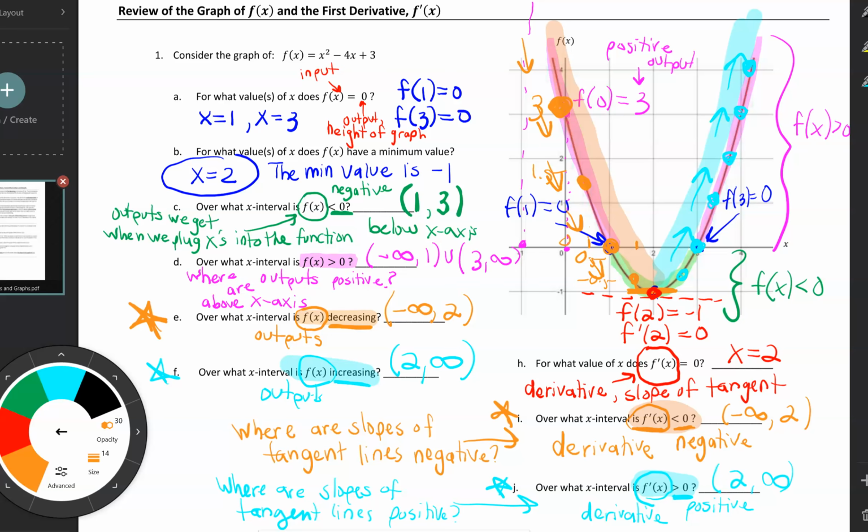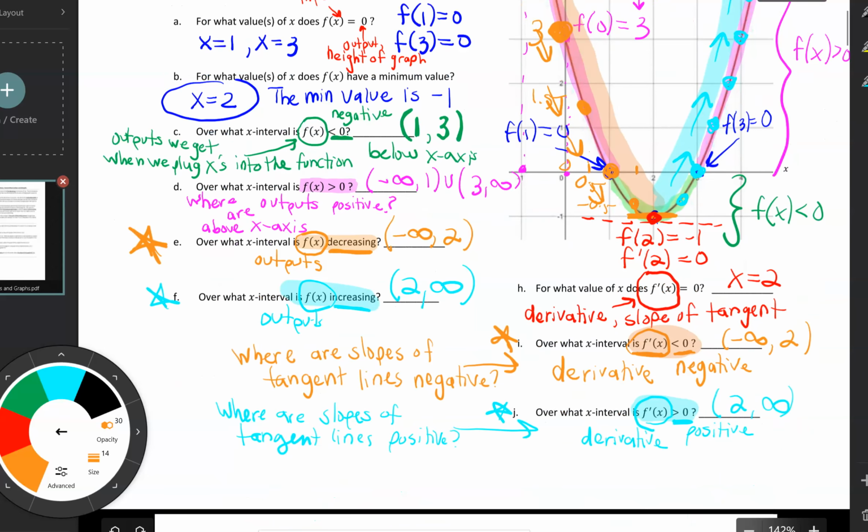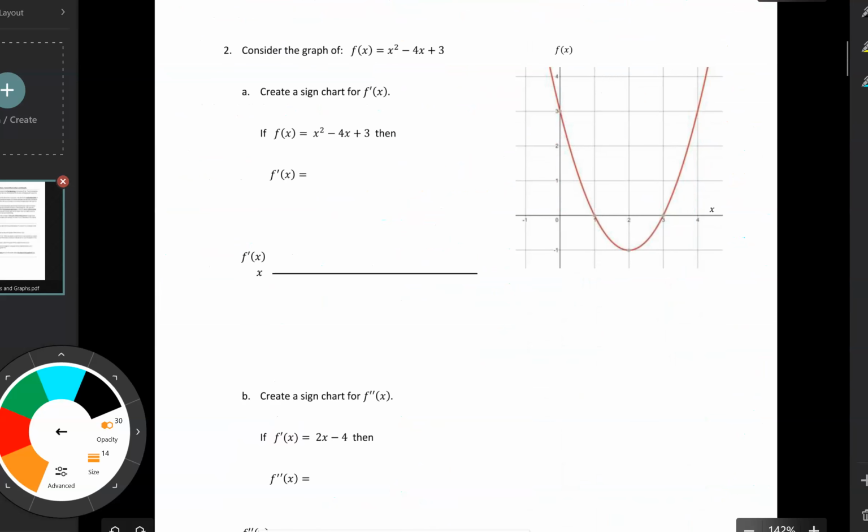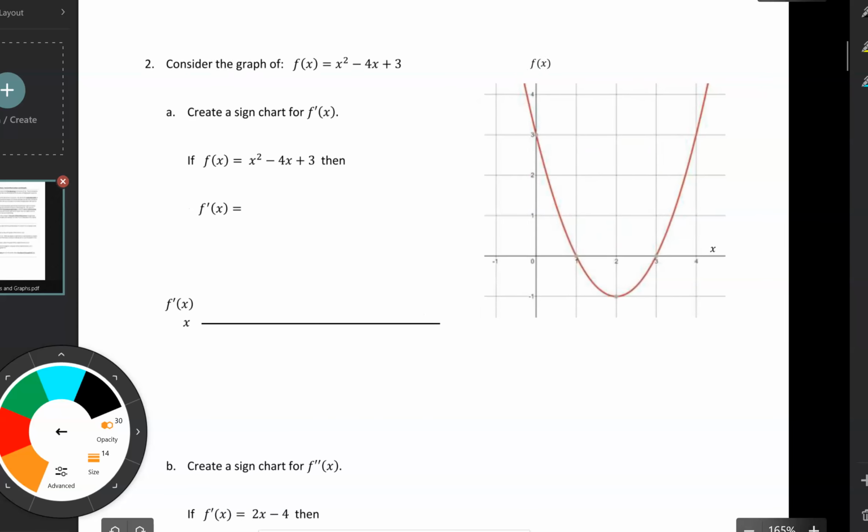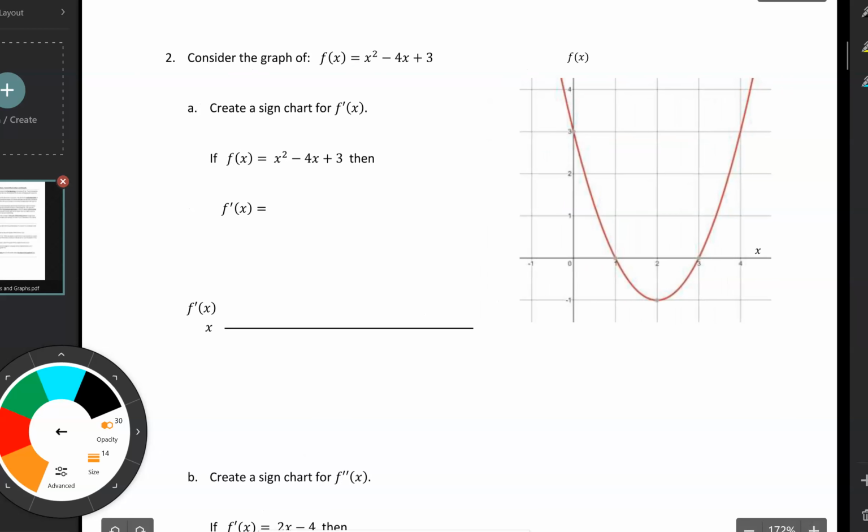Okay, so deep breaths, we got this. We're going to look at this graph in a little bit more detail, and we're going to connect it to the idea of sign charts. Okay, so here we go. Same graph, but we're going to do some calculus here. We're going to create what we call sign charts.